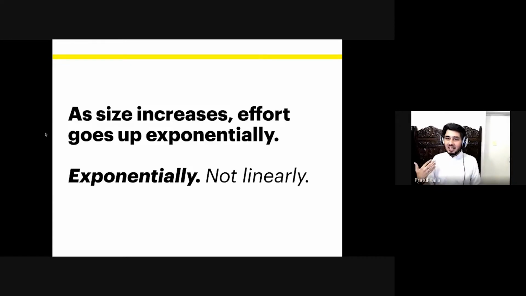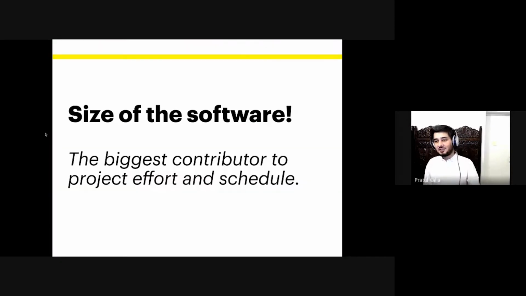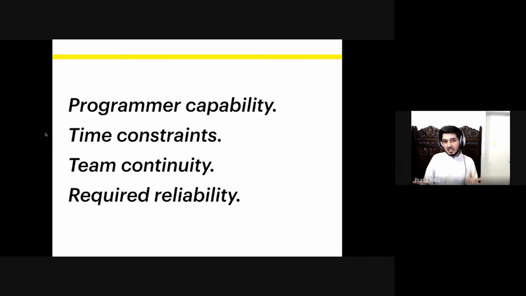And there are a lot of different estimation models and frameworks that are really boring, by the way. If you want to go look them up, I'll mention some of those in the talk later. But there are other things that they came up with that influence an estimate. Everybody agrees that size of the software is the biggest marker. It is the biggest reason which changes the estimate. Here are some others that actually make a big difference.